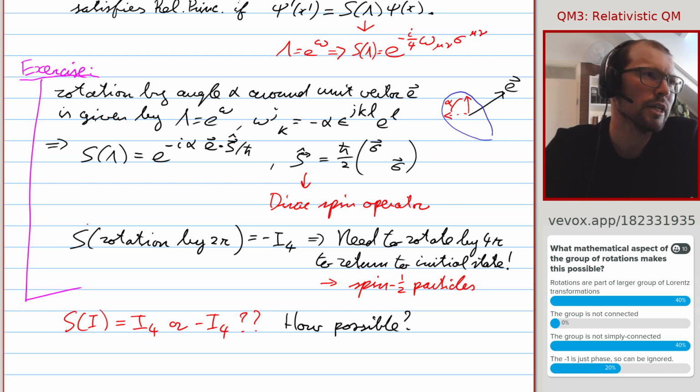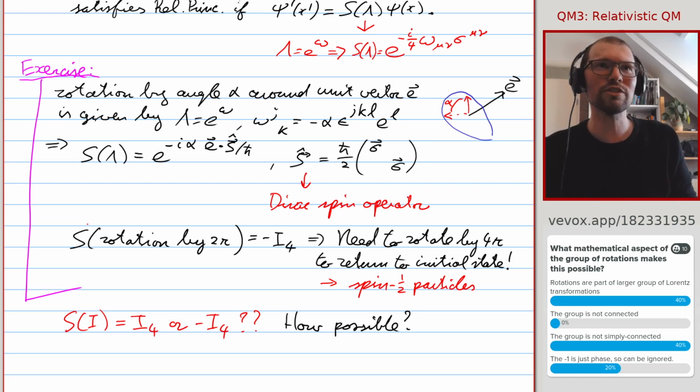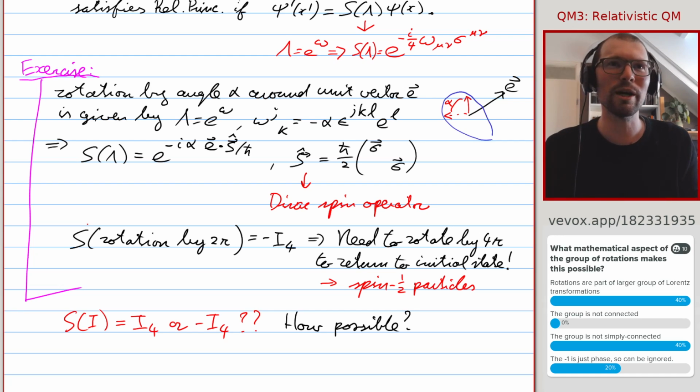The -1 is just a phase. Well, it's true that this phase is not directly observable, but you can imagine that you're doing an experiment where, by some interference, part of your system is rotated by 2 pi and the other part is not, and you could get some interference patterns there that actually do affect the outcome of experiments. So actually the phase is relevant.